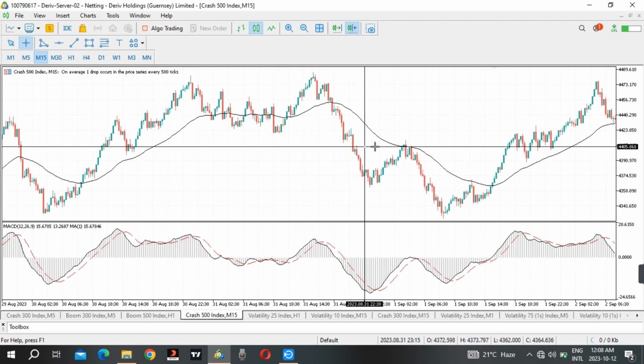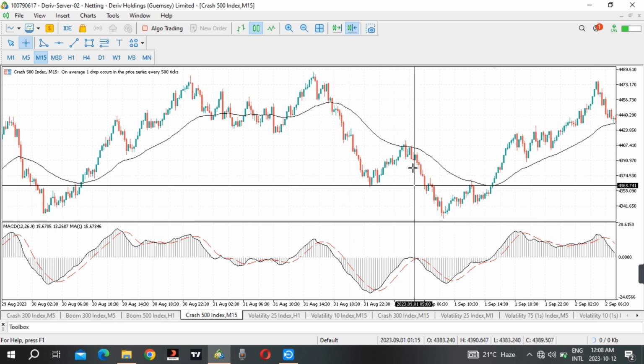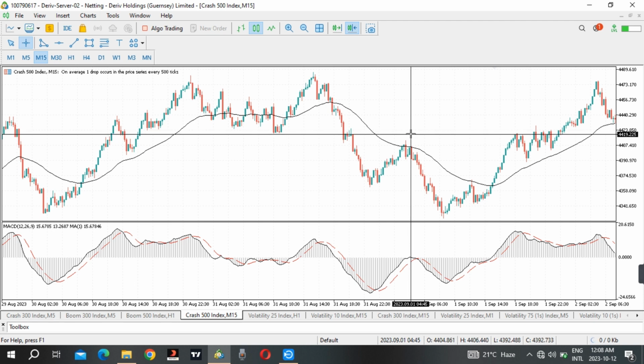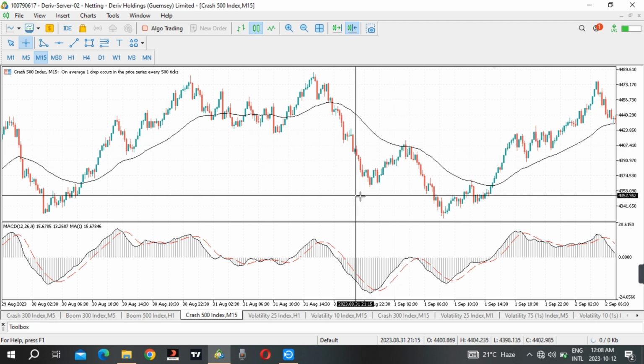It's not a level, it's more like a zone, right? So we have to be very cautious when we're using it. The market can act as if it broke past that moving average, when in reality it's still affecting that whole area, that whole region, right?